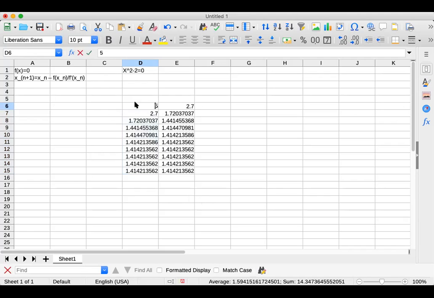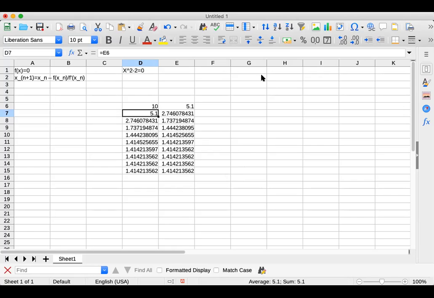Now, the big thing that Newton's method shows us is that it doesn't matter much where we start. You can start, for example, at 10, and although all these values are going to change, the sequence will still stabilize around 1.414213597, which is a good approximation of the square root of 2.